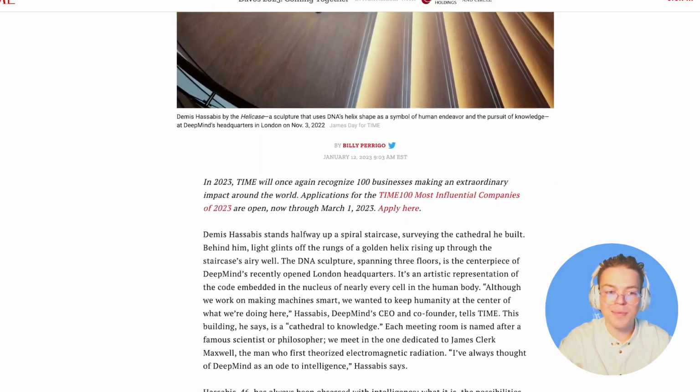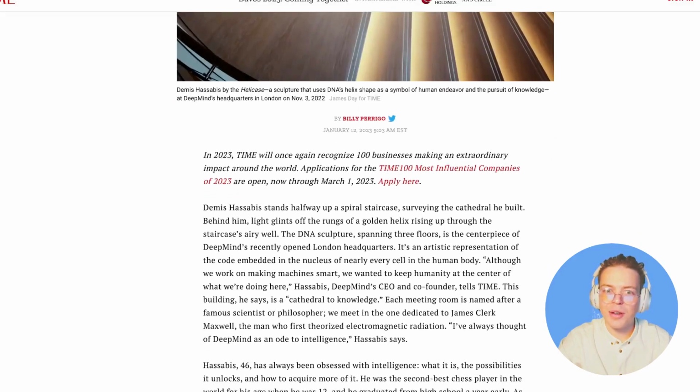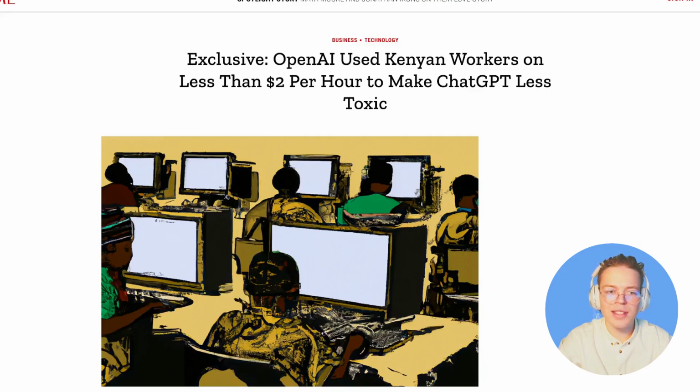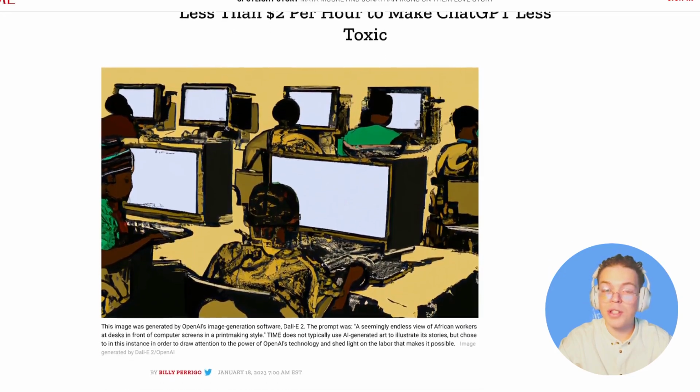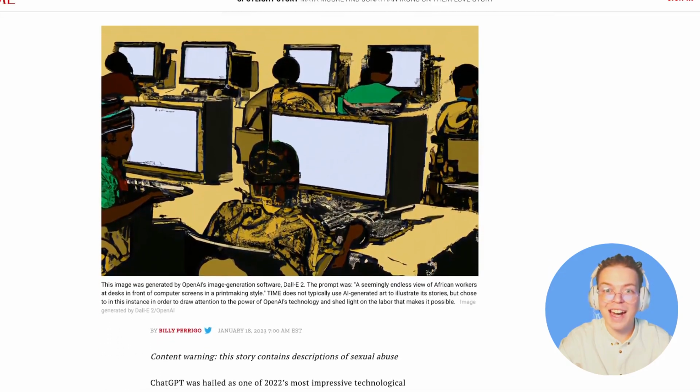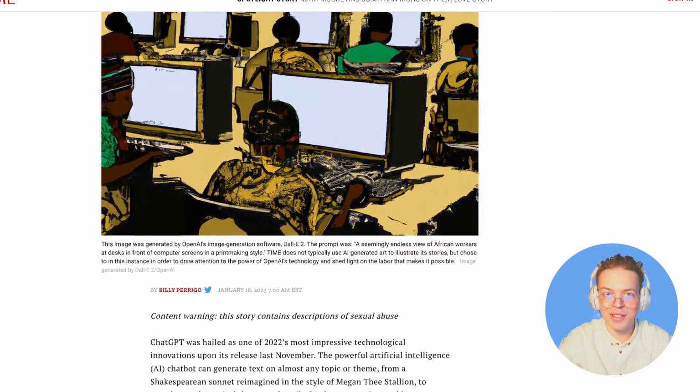Another piece reveals that OpenAI uses Kenyan workers with less than $2 an hour wage for toxicity identification, which generally seems to be more than the $0.50 an hour average of the capital, Nairobi.